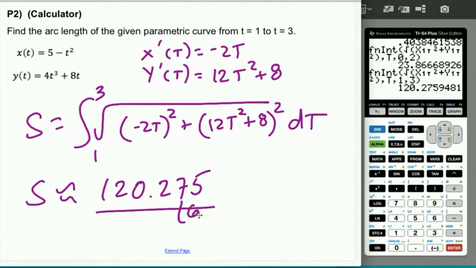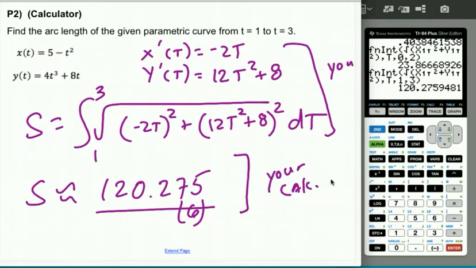120.275 or 6, depending on if you round or truncate. So again, this is you, right? And this is your calculator, but you have to have all of it, right? So that's you and your calculator, but you have to have all of it.